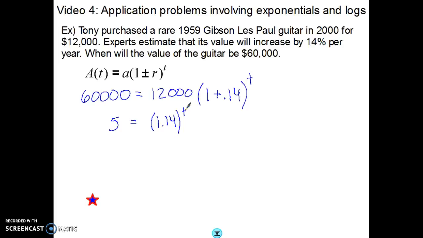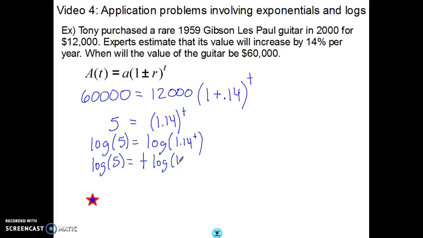t power. To get the t out of our exponent, we will do the log of both sides, which will give us log of 5 equals log of 1.14 raised to the t. Again, what this lets us do now is bring this exponent out in front of our log. So we will now have log of 5 equals t times log of 1.14.